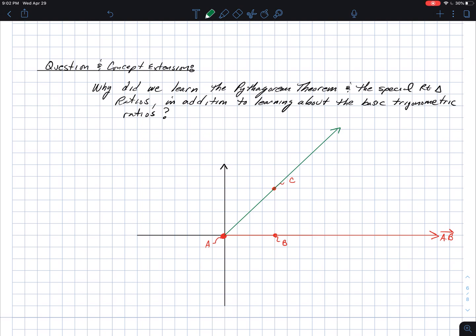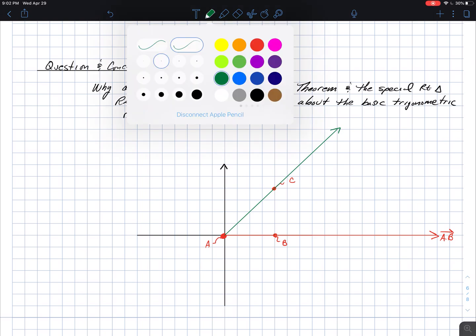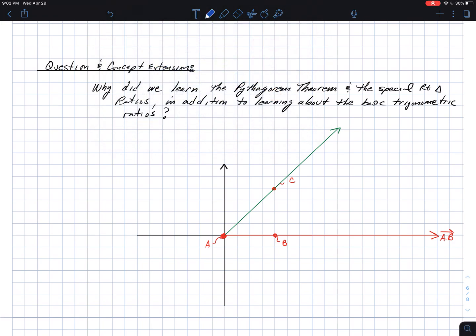And, you know, it's kind of interesting. Now, I should use a different color. Now I'll make a ray here. You'll notice that we have just developed a 45, 45, 90. And I did draw this to scale. Now, why is this important?